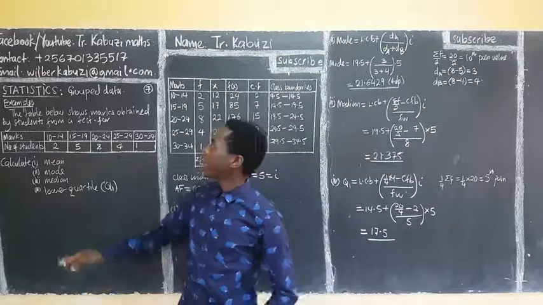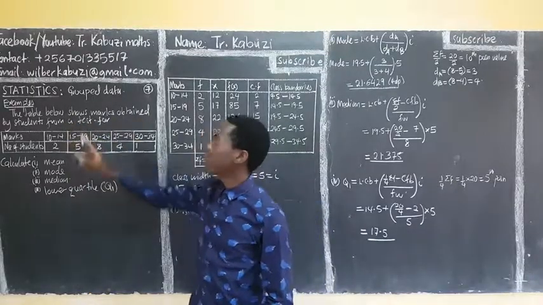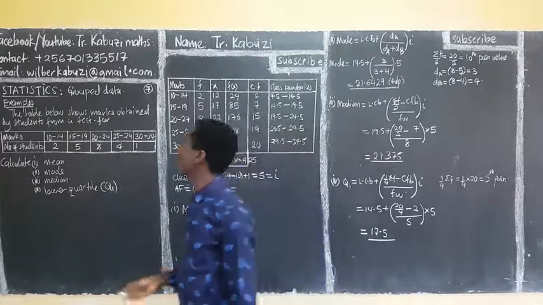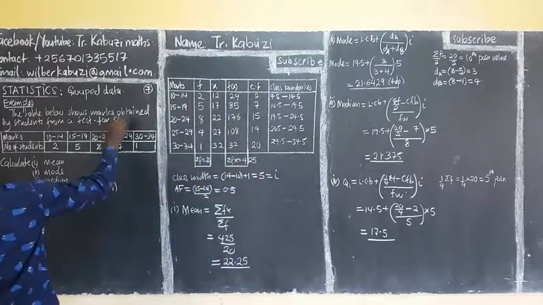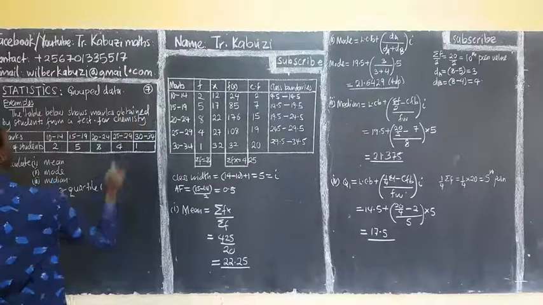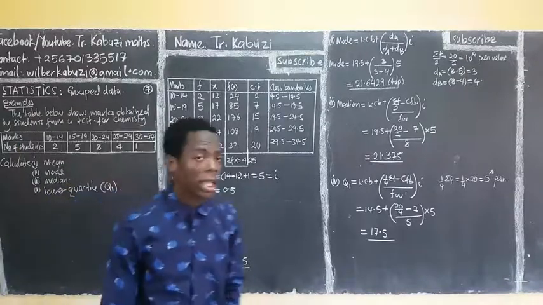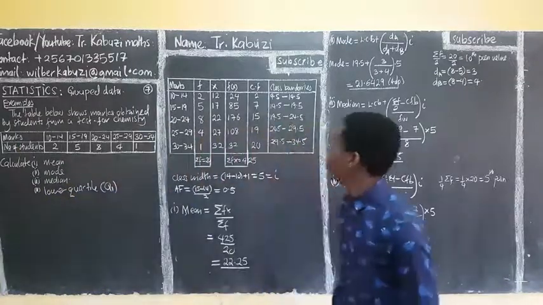Okay, so the question says, examples. The table below shows marks obtained by students from a test for, let me say, chemistry. A test for chemistry. Marks, they are here, then they are giving us the number of students there. They're asking us to get the mean, the median, then the lower quartile, what we call the Q1. So what do we do there, members?